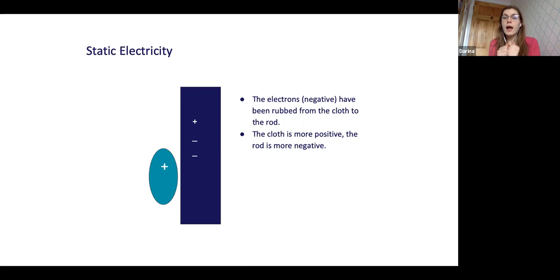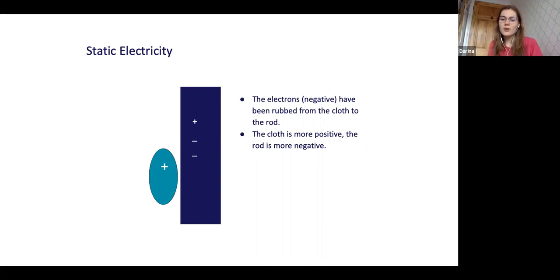So can anyone tell me, for example, what would be the result if I rubbed a rod and a cloth together, and then I held them like this? What would I expect to see? Any ideas? I would expect to see attraction. Yeah, I would expect them to be attracted to each other.